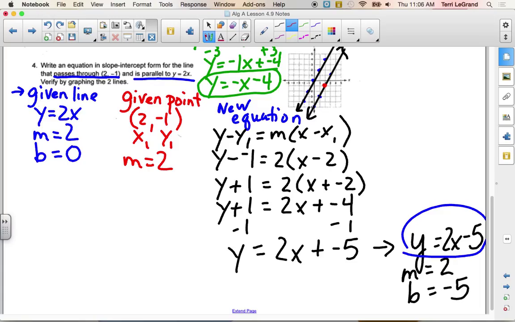So, we're not done today until we have a new equation and a graph that supports that we have 2 lines parallel to each other with one of them going through that point they gave us. Okay, does that make sense? Any questions? Okay, you already have a worksheet, you can get that back out and get to work on your homework.